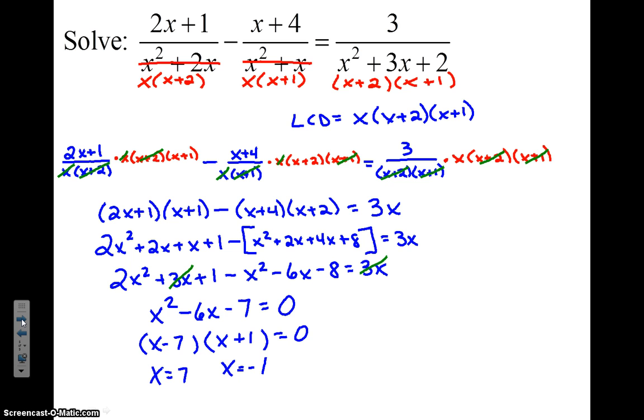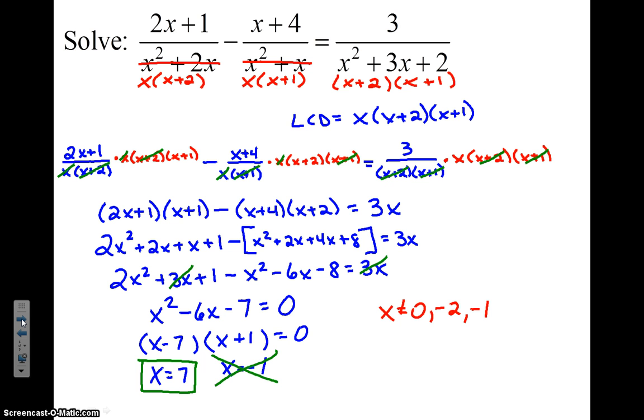Looking back at my factored form, though, I need to consider what my restrictions might be. I can really look at my least common denominator, because that's made up of all of the prime factors that were parts of the denominator. And so those restrictions were that x would not be able to be 0, negative 2, or negative 1. And what you'll notice here is that one of those restrictions is a solution that I came up with. And so it turns out that negative 1 is extraneous, leaving only x equals 7 as a solution.